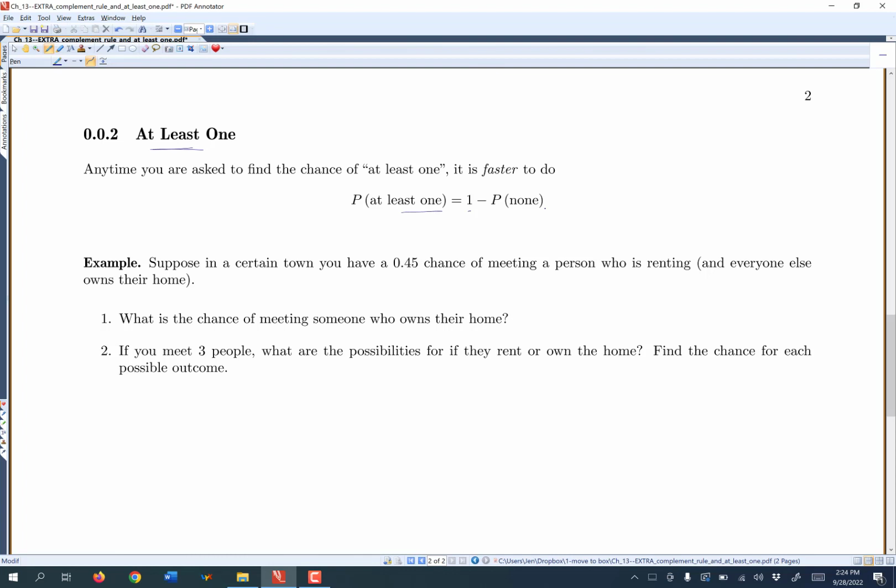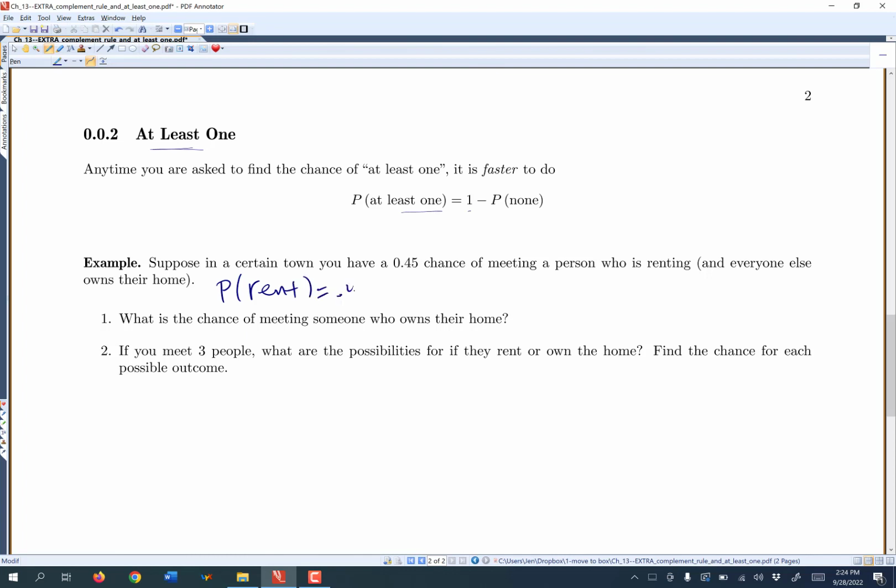Let's try an example. Suppose in a certain town you have a 0.45 chance of meeting a person who is renting, and everyone else in this town owns their home. So first of all, what is the chance of meeting someone who owns their home? Well, I would use the complement rule.